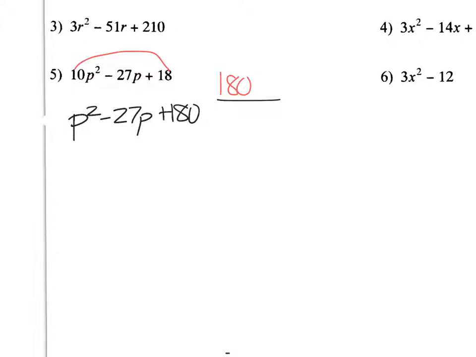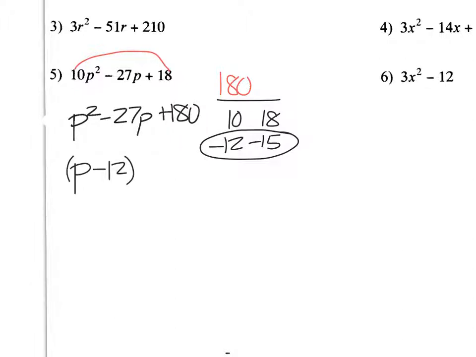So let's see. Let's try 10 and 18. Well, 10 and 18 give me 28, not 27. Okay. So what about 11? 11 won't go. What about 12? 12 will go. 12 and 15. There we go. There's negative 27. Okay. So we have p minus 12, and we have p minus 15.